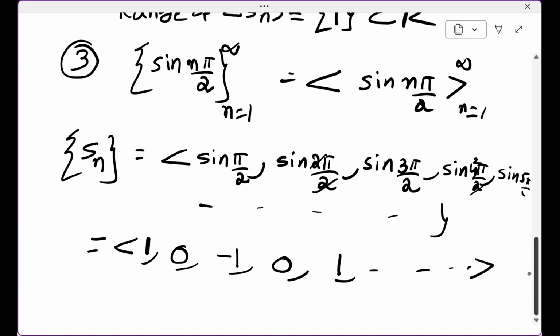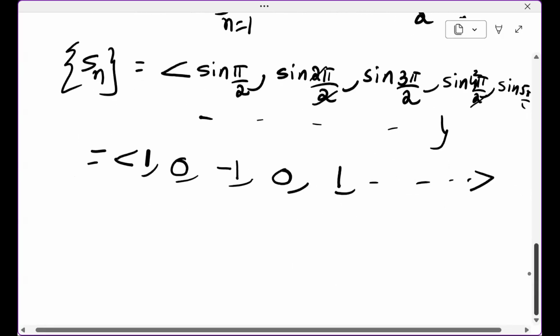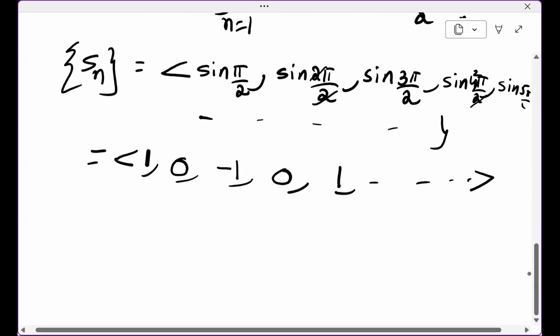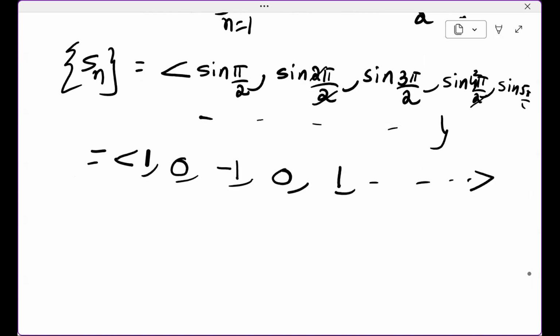So what are the distinct values it is taking for this? The distinct values it is taking are 1, 0, minus 1, 0, 1. If you continue sine 6 pi by 2, sine 7 pi by 2, then you will get 1, 0, minus 1, 1, 0, minus 1 like that. So what is the range of this sequence? This is the sequence Sn. I should use the same notation here also, on both sides.